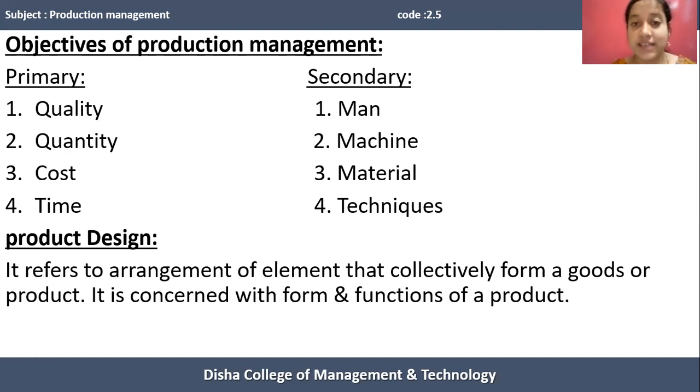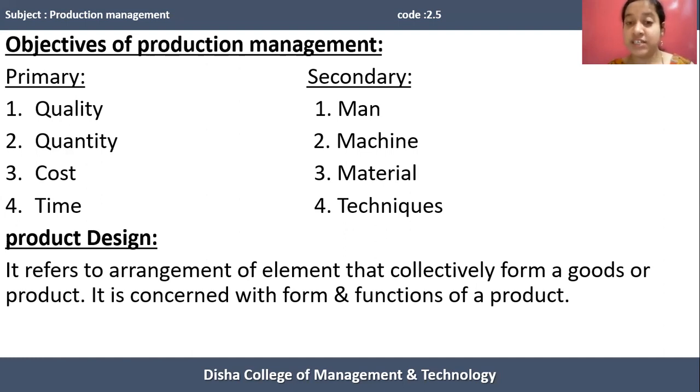Next one is the secondary objective of production management. There are four secondary objectives of production management, that is man, machine, material and techniques. If the organization doesn't have qualitative human resources, then whatever the primary objectives, that is producing qualitative goods at lesser cost, that cannot be obtained. So the organization should procure qualitative human resources.